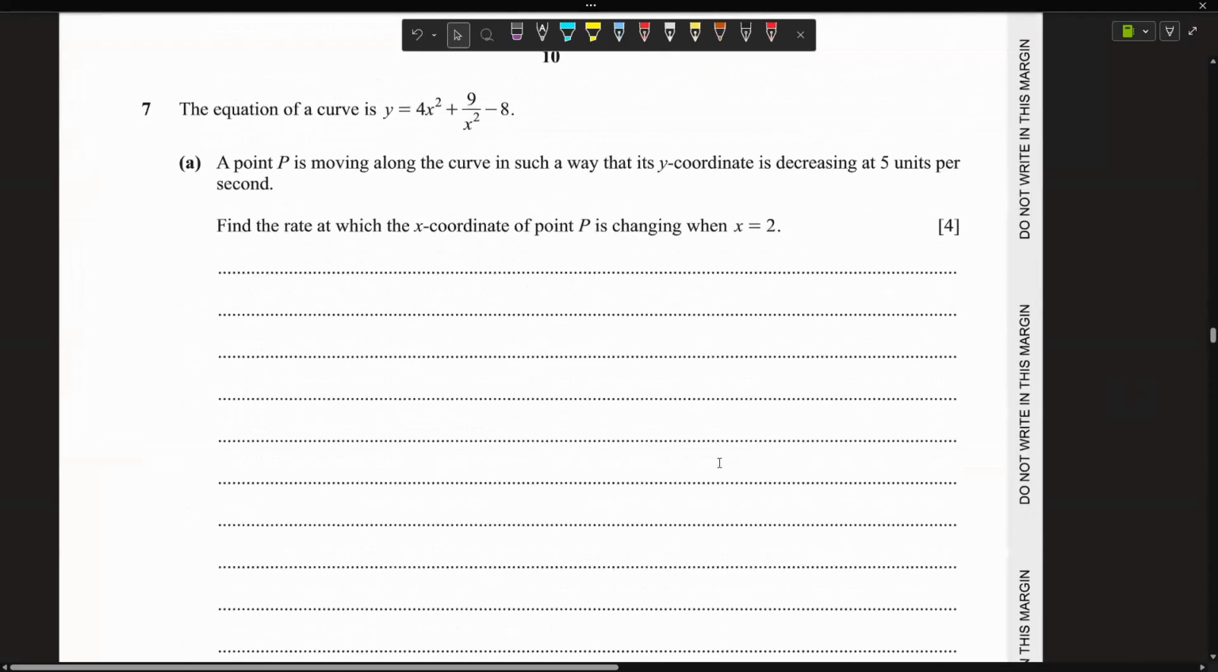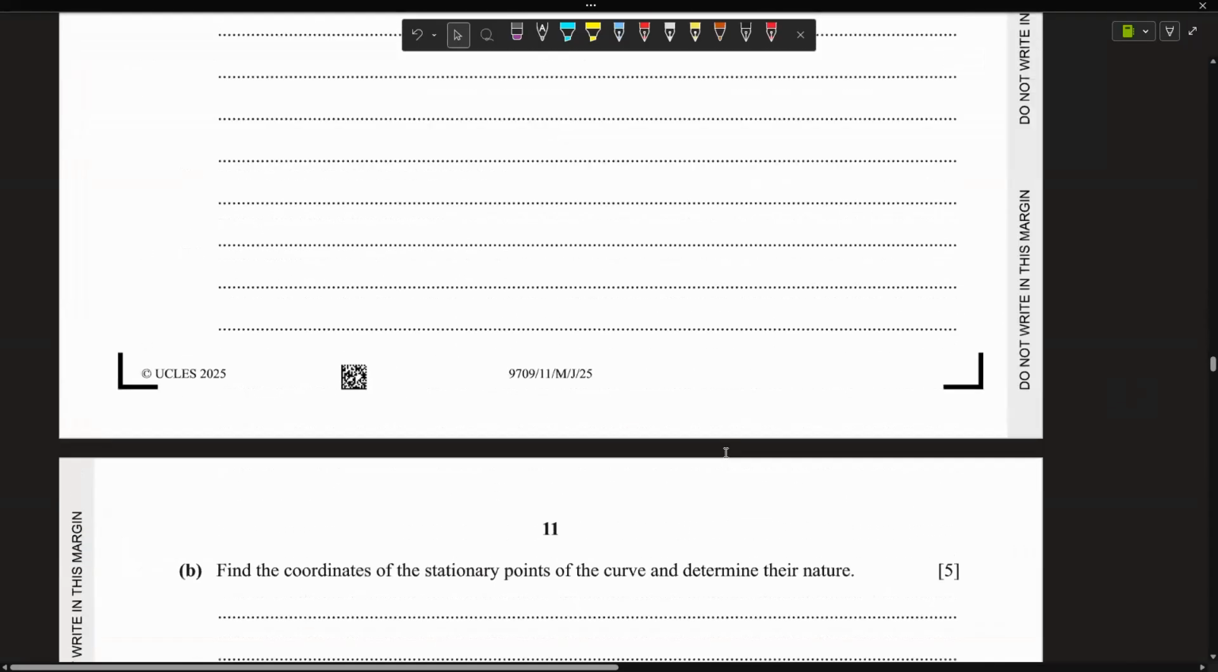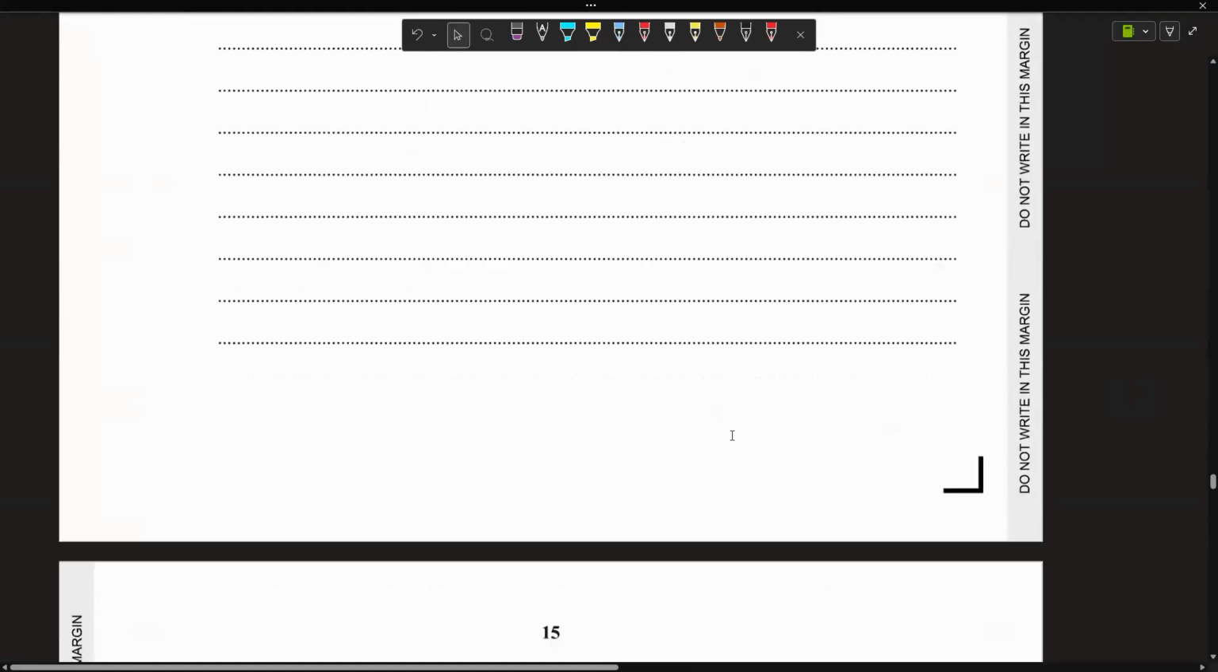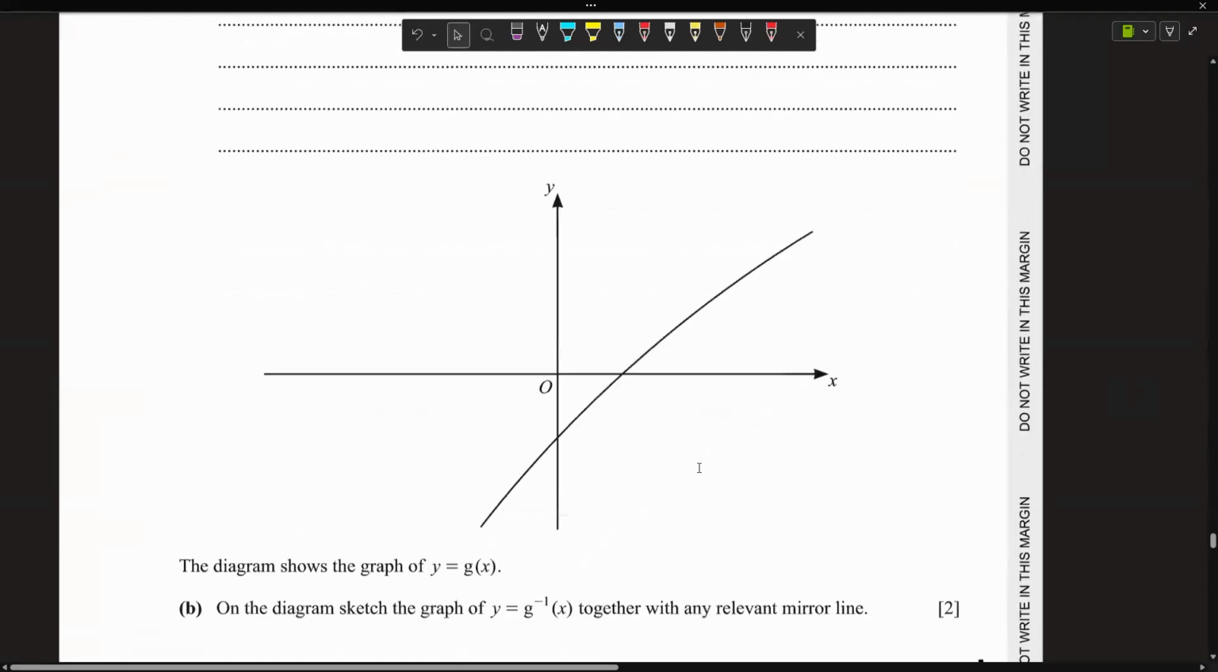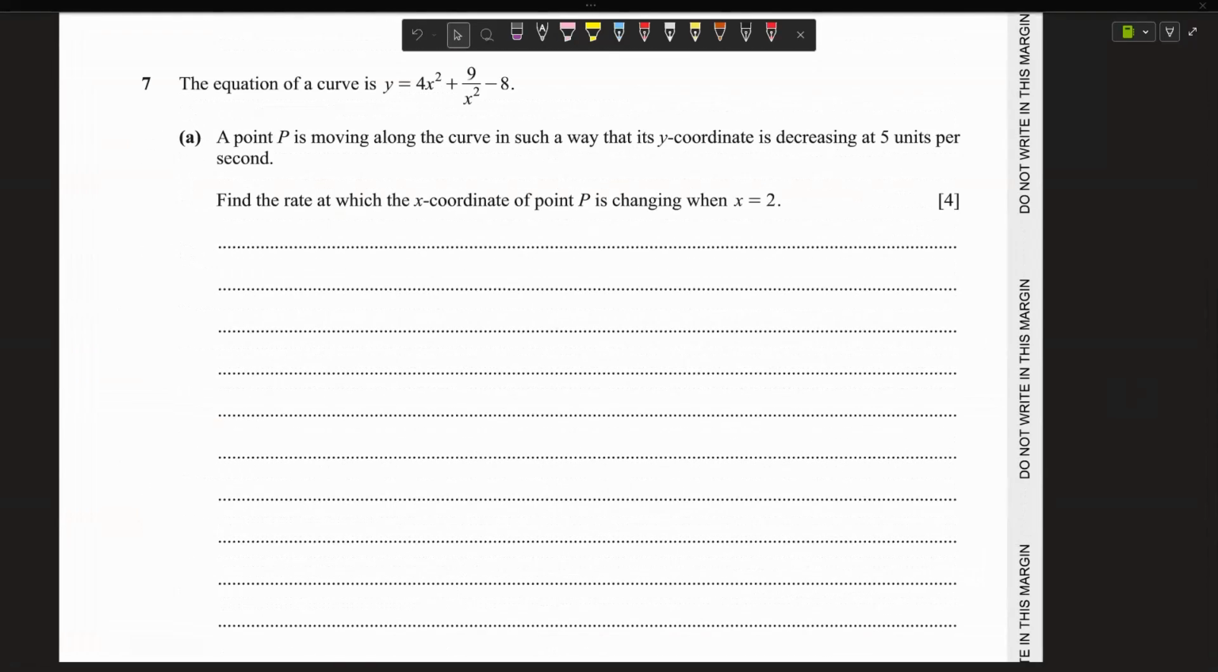All right, let's go on to question number 7. How many? Oh, we still got 8 and 9 and 10. So we still got a little bit more work to do. On question 7, it says the equation of a curve is y is equal to 4x squared plus 9 over x squared minus 8. So on part A, a point P is moving along the curve in such a way that its y coordinate is decreasing at 5 units per second. Find the rate at which the x coordinate of P is changing when x is equal to 2. Okay, so that's a very good question.